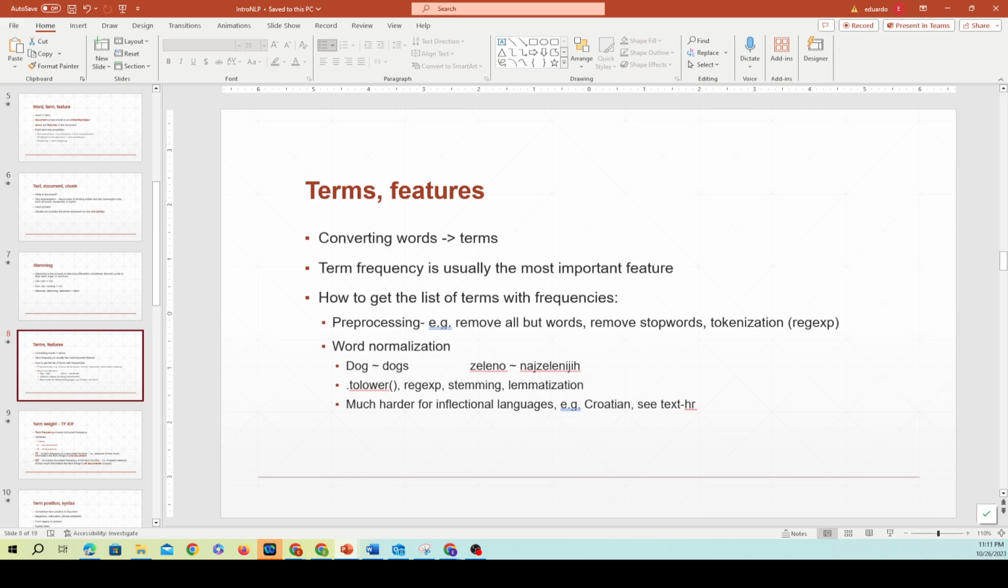Word normalization means that we practically just refer to the simplest form of our word. For example, dog and dogs. And we can do this by using already built-in tools from a string, like to lower, regex, stemming, lemmatization, and so on. It is much harder for inflectional languages like Croatian. So sometimes, with some other languages, like the Croatian language, that might be a little bit harder to do.